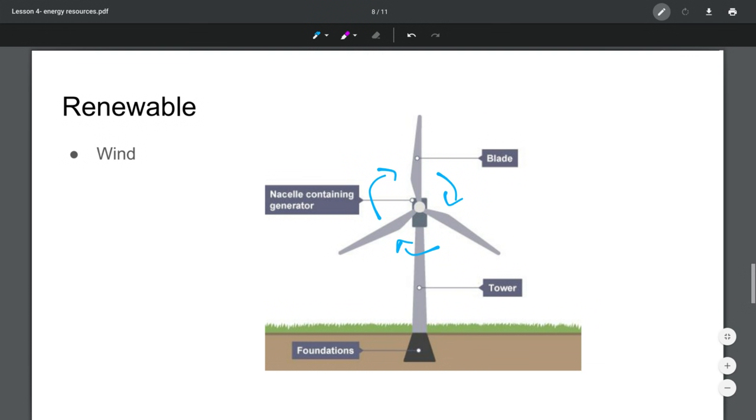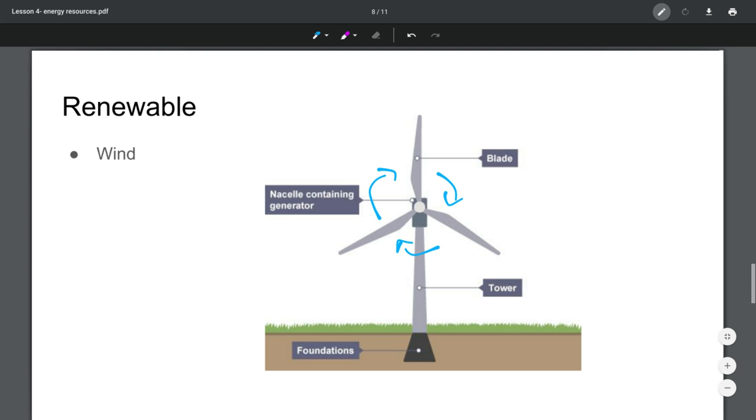Obviously, that's free. They are massive though, so some people say that they kind of pollute the environment in terms of what they look like. As they're spinning around, they can kill quite a lot of birds. That's the disadvantage of them. And as I said, also kind of unreliable.